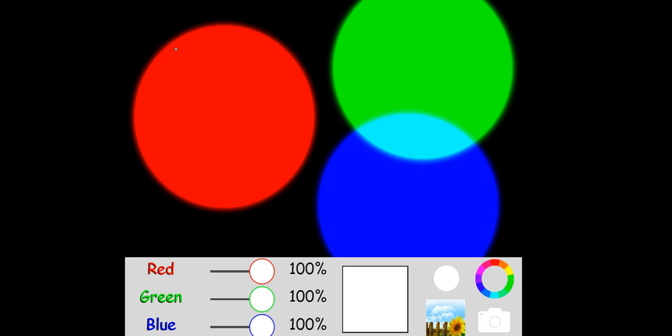Hey there. Today we're going to be looking at two topics. One is color mixing, and the other is going to be the law of reflection. Let's start with the color mixing.